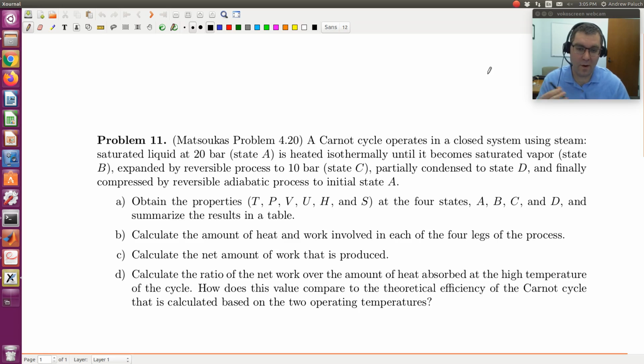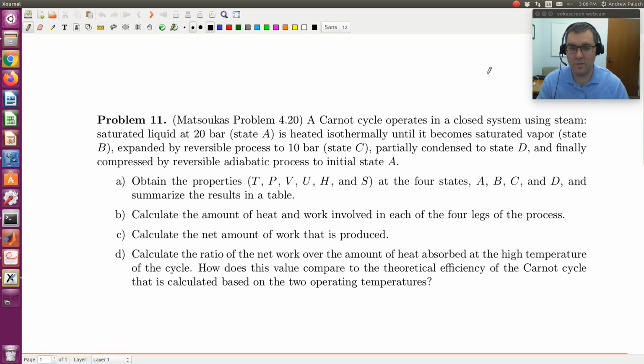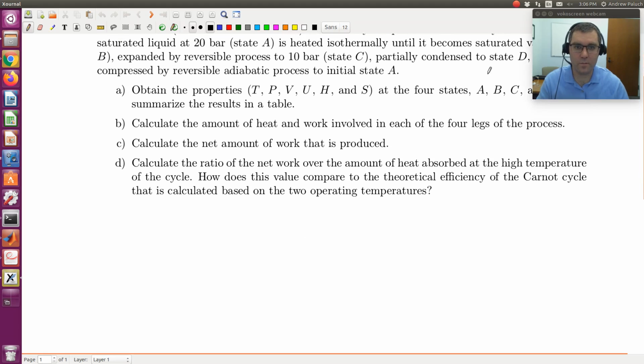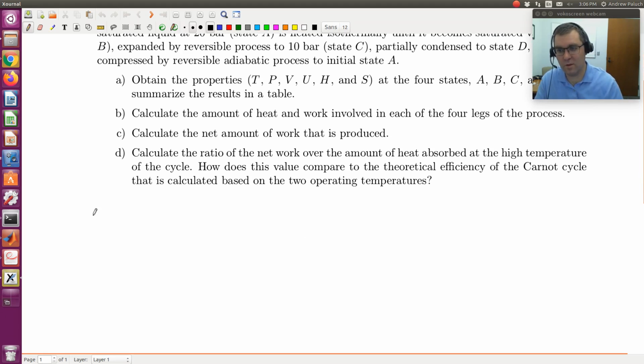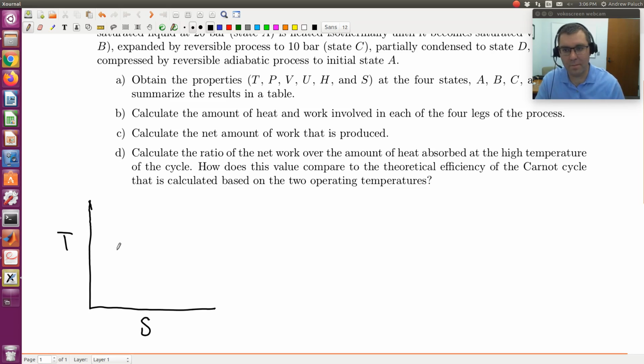And then in part A, they want us to calculate the physical properties, so using the steam tables for all of those states. The first thing I'm going to do is draw a sketch of my Carnot cycle on a T versus S phase diagram. We're going to start with state A, and state A is going to go to state B. This is going to be our isothermal step, in which we have some exchange of heat with our hot temperature reservoir.